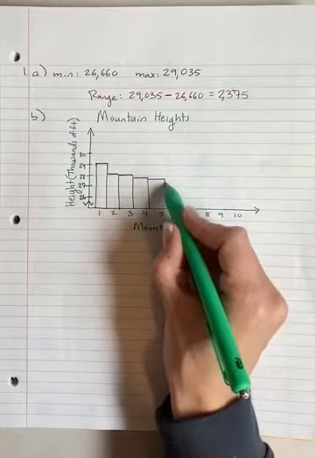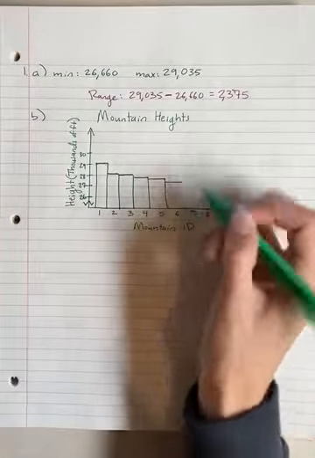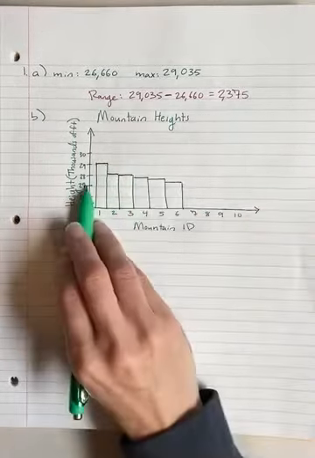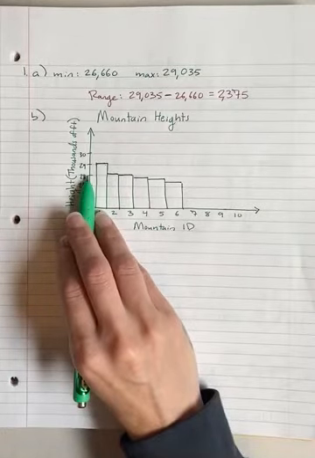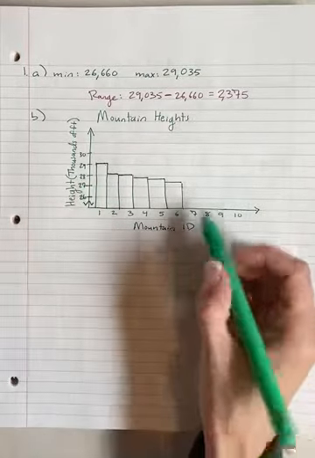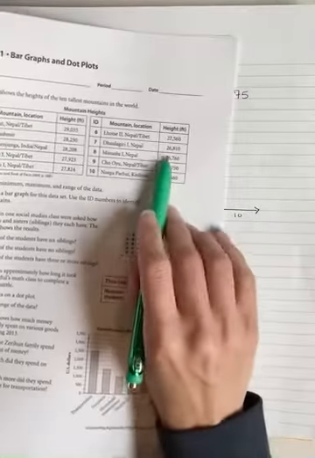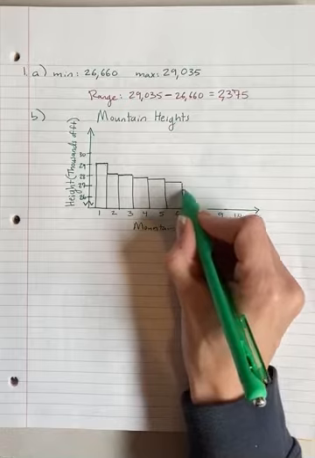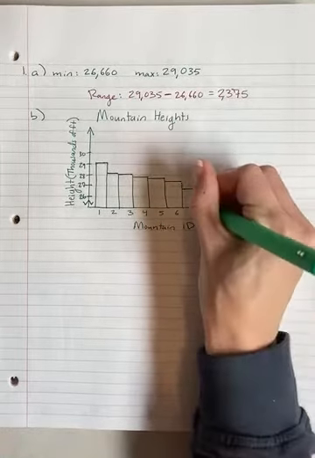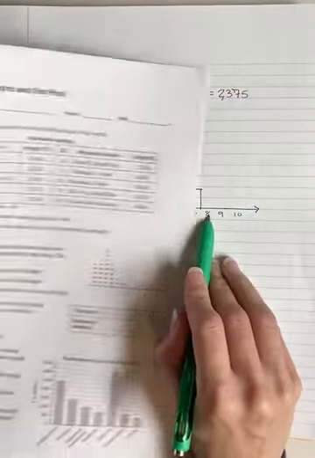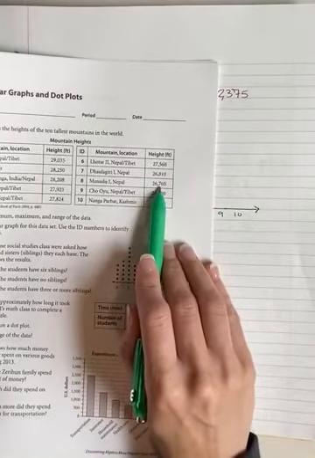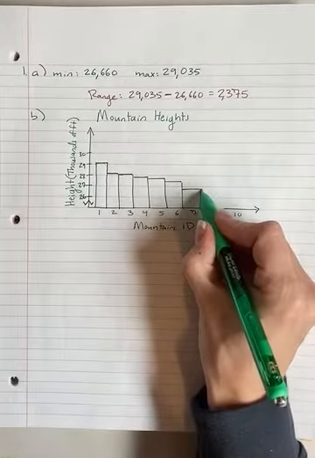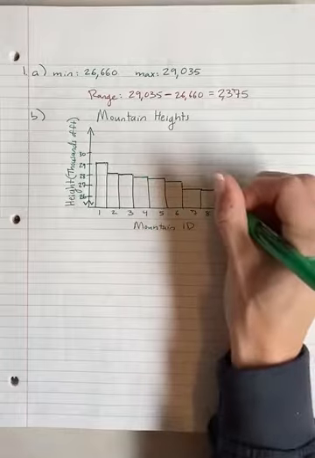Okay. Number 6 says 27.5. So it's about halfway between 27 and 28. And the 7th one says 26.8. So we're about probably right here. The 8th one says 26.7. So it's very close to this bar, maybe just slightly lower.